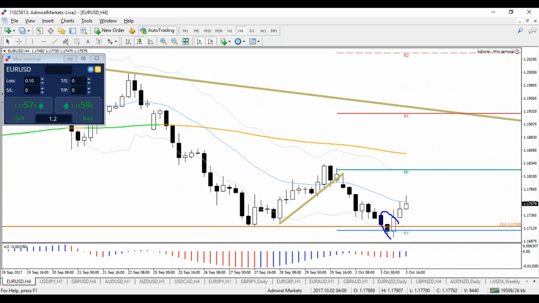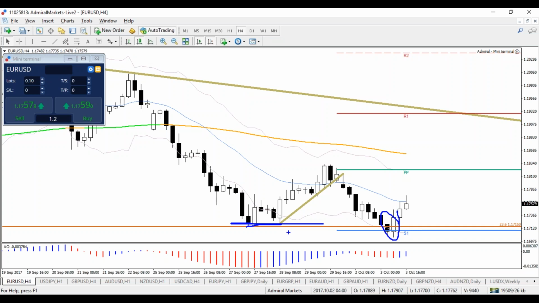And as you can see, there's engulfing twins here as price is breaking through this support. So at this moment, it's not looking like a good bearish breakout for further downside. In fact, it looks like the S1 and the 23.6 fib are still holding.